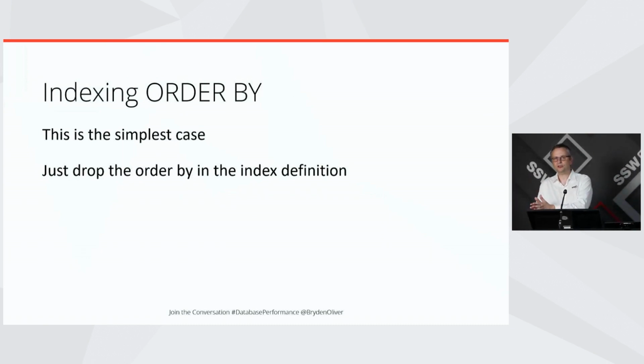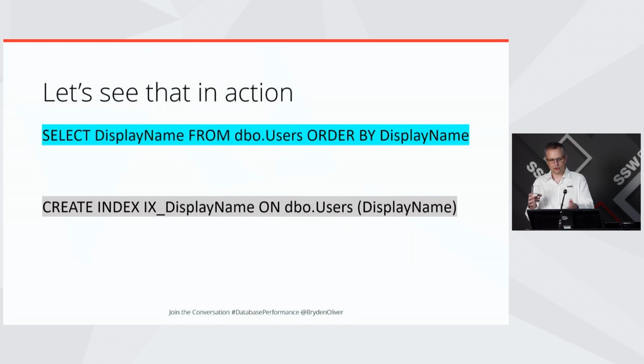Okay, so this is the simplest case, and we're going to look at how we index an order by. All you have to do is just drop the order by into the index definition. So let's see that in action. If I'm selecting the display name from the users table and I want it ordered by display name, I just create index ix_display_name on users (display name). So I've just put the order by straight into the index. That's nice and simple, that one, isn't it?